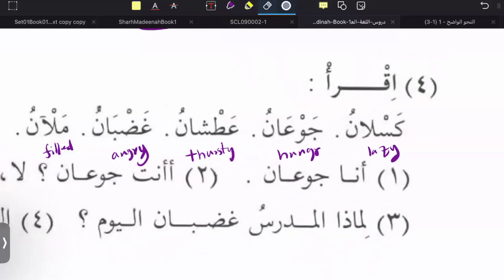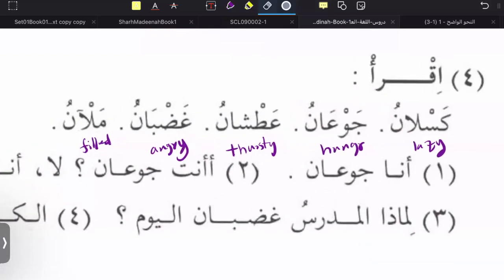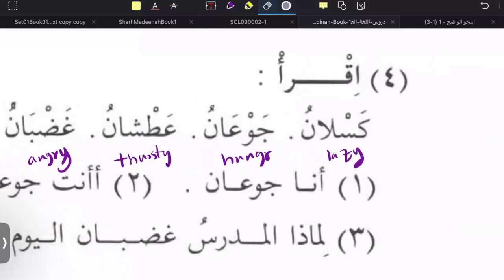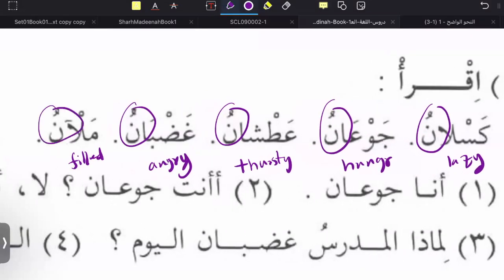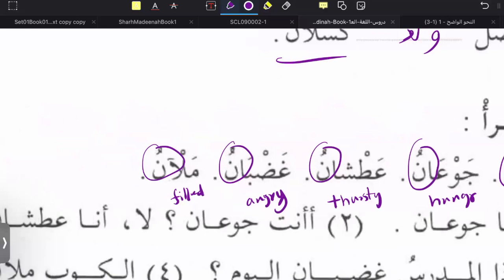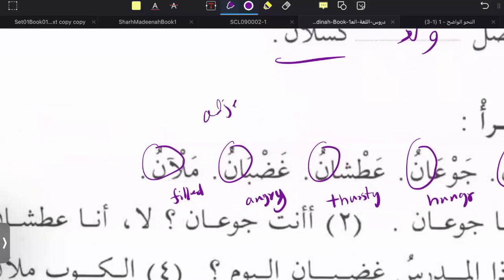Now, do you see any pattern here? Can anybody think about what is common between all of them? Maybe we can make a rule. Alif and Noon. Yes, ahsanti. If you look carefully, all of them are ending with Alif and Noon. So this is one of the rules when you have an adjective or noun, meaning a proper name, that ends in Alif and Noon.